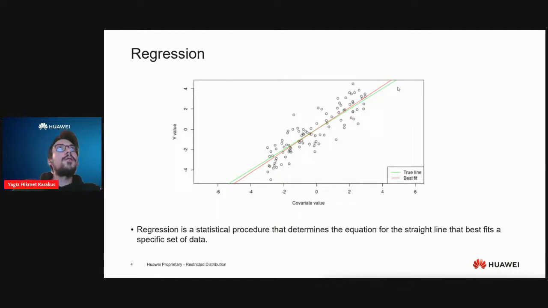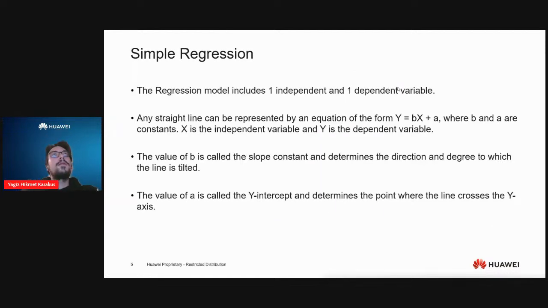How are we going to do that? As I mentioned, it's simple regression. The regression models include one independent and one dependent variable. Any straight line can be represented by an equation of the form y equals b x plus a constant a, where b and a are the constants, x is the independent variable and y is the dependent variable. Y's value changes depending on x's value. So y is the dependent variable.